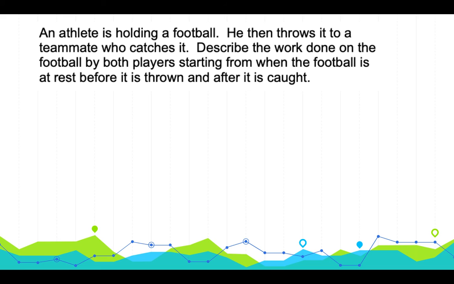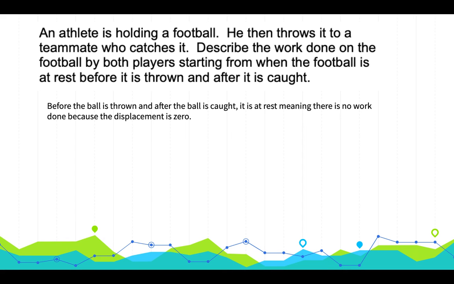Okay, so let's think about before it's thrown and after it's caught. Because in both of those situations, the ball is at rest. When the ball is at rest, it is not moving. So if the ball is not moving, it has no displacement. If it has no displacement, there is zero work done. So our first formulation here would be before the ball is thrown and after the ball is caught, it is at rest, meaning there is no work done because the displacement is zero.